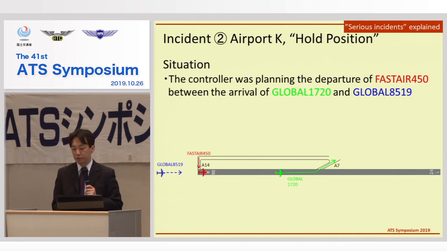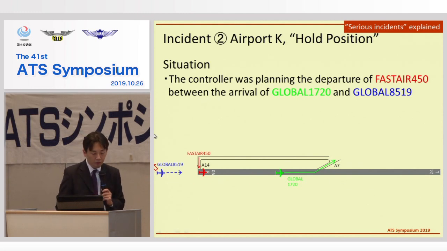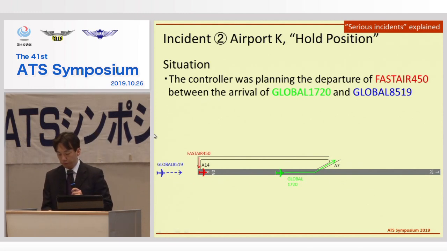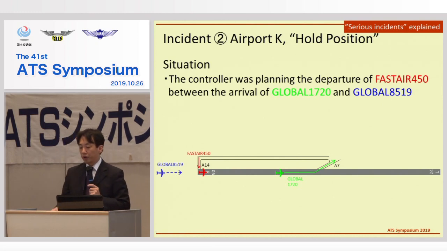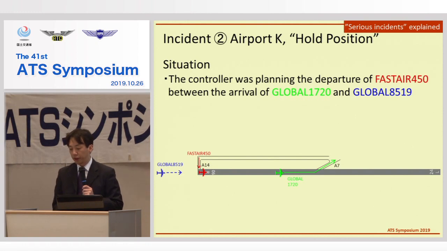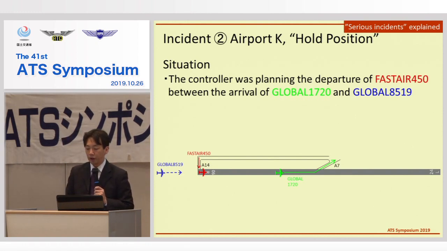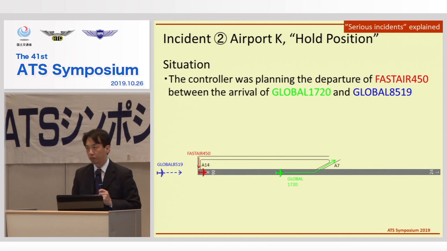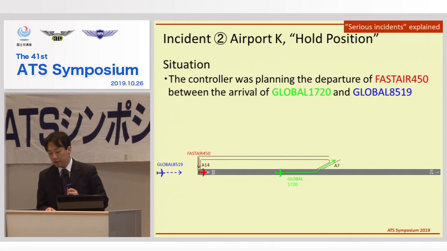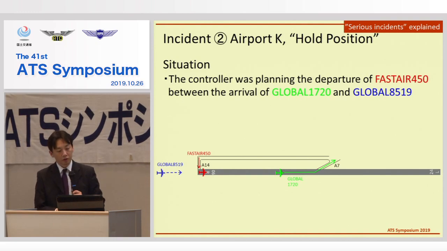Then the controller changed his plan and decided to have Fast Air 450 depart after the arrival of Global 8519. The controller instructed Fast Air 450 to hold, but Fast Air 450 confidently entered the runway, and Global 8519 was forced to go around. Why did Fast Air 450 enter the runway? Actually, there was a good reason for Fast Air 450 to make such a mistake, and this is what happened.